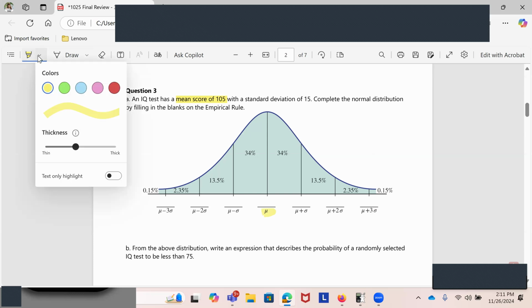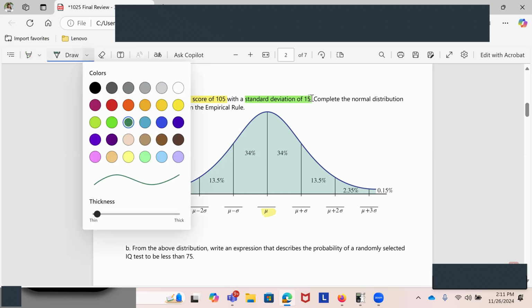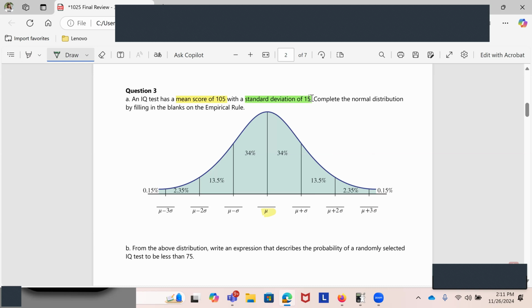And then they're also going to give you the standard deviation. They give us that here, and that's what we add to go to the right and subtract to go to the left. So what number goes right in the middle, where I have the mu highlighted? 105. Beautiful. Then to go to the right, we just add the standard deviation. So 105 plus 15 is 120. Add it again: 120 plus 15 is 135. That doesn't look like a 3. Let's fix that.